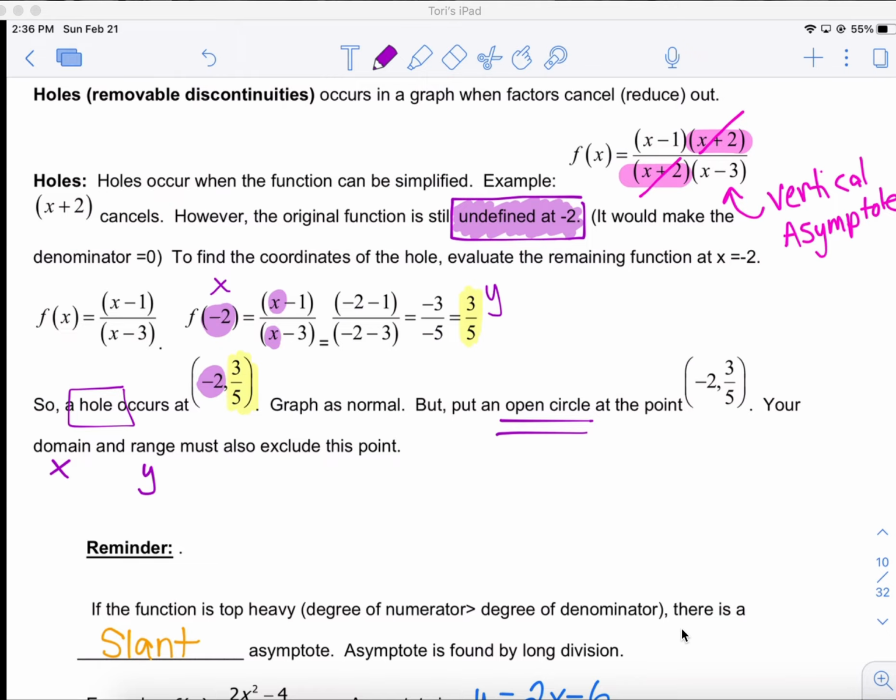Basically, you're going to graph only the piece that's left over. So this would be what we graph. When I get to the point negative 2 comma 3 over 5, I would use an open circle to show that there is a hole there. It basically would look like whatever our graph is, hole, and then it just keeps going. If it was something quadratic, it would just go hole, and then you would keep going. All you're doing is putting an open circle at that discontinuity.